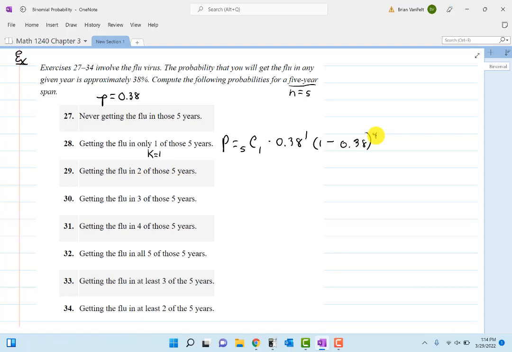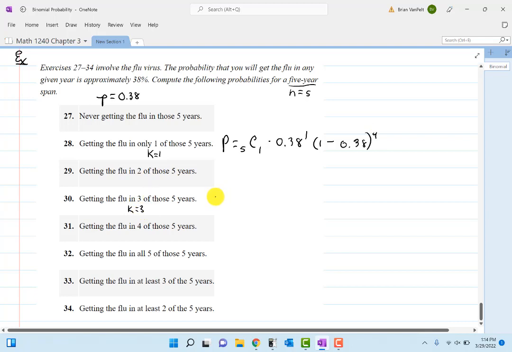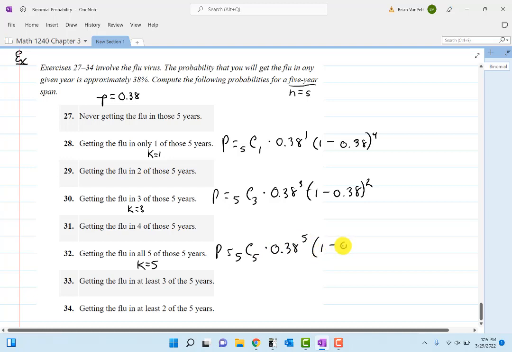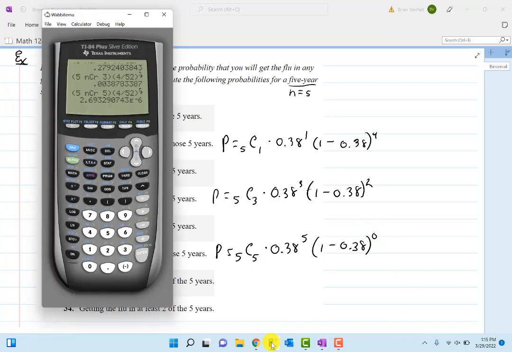And you know, while I'm here, I'm going to do the even ones anyways. K equals 3. P equals 5C3 times 0.38 to the 3 times 1 minus 0.38 to the second. Here I'll do number 32. K equals 5. P equals 5C5 times 0.38 to the 5th times 1 minus 0.38 to the 0. I'll go ahead and calculate them now.